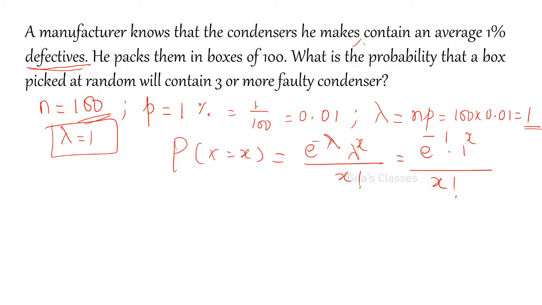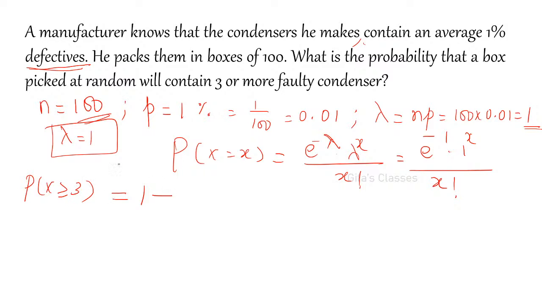Now what is asked? What is the probability that a box picked at random will contain 3 or more faulty condensers? Therefore, P of x greater than or equal to 3. 3 or more means 3 should be included in that. So what is asked is P of x greater than or equal to 3.